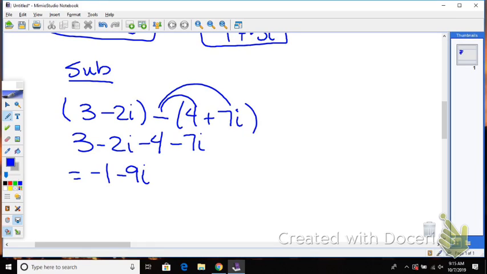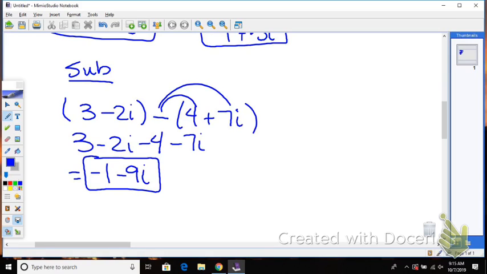Did you get negative 1 minus 9i? Okay. Questions on adding and subtracting? Are we good with that? Let's math it up a little bit. Just get your brain going a little bit more this morning. Let's multiply.